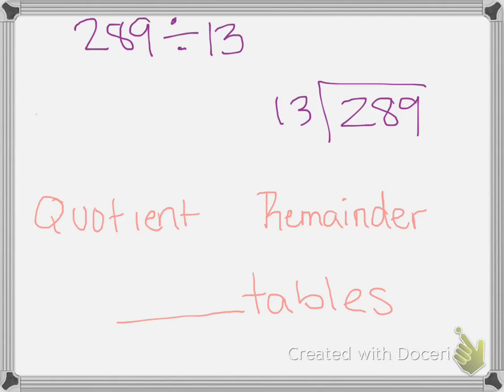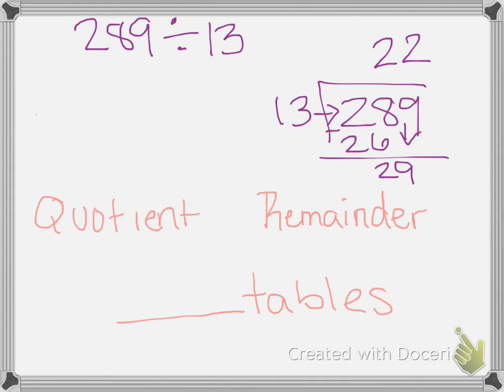So if we look, first we have to see how many times 13 can go into 28. So 13 plus 13 is 26, so it can probably go in 2 times. 2 times 13 is 26. Then we subtract, bring down the 9. Again, 13 plus 13 is 26. If we added another 13, it'd be 39, so it's too much.